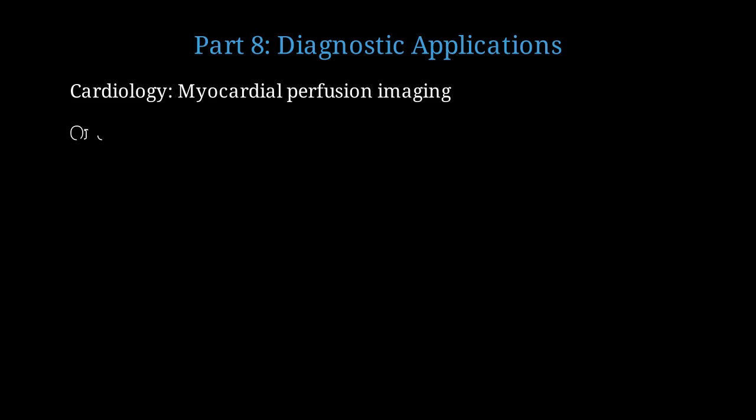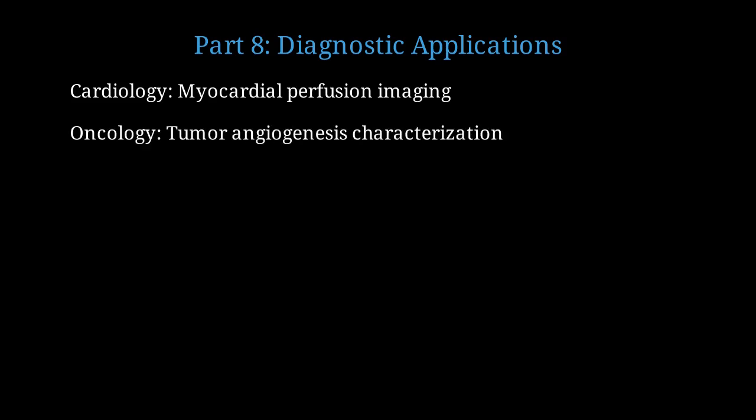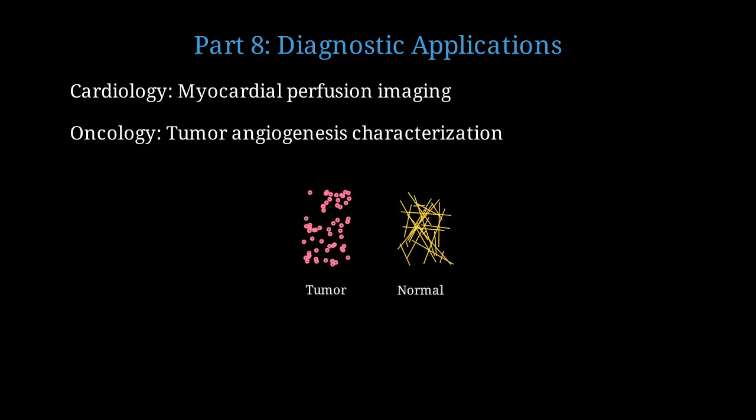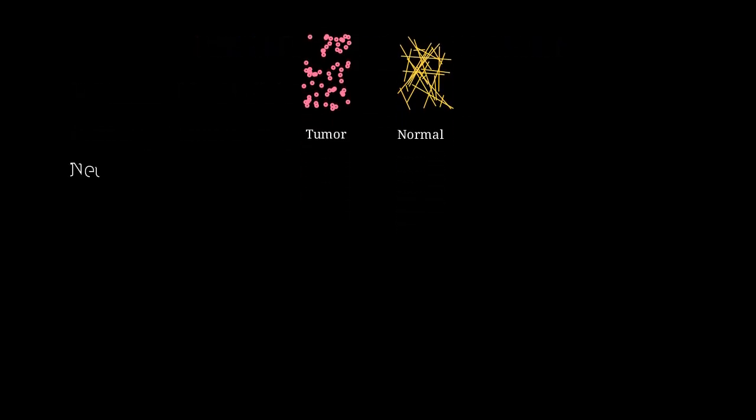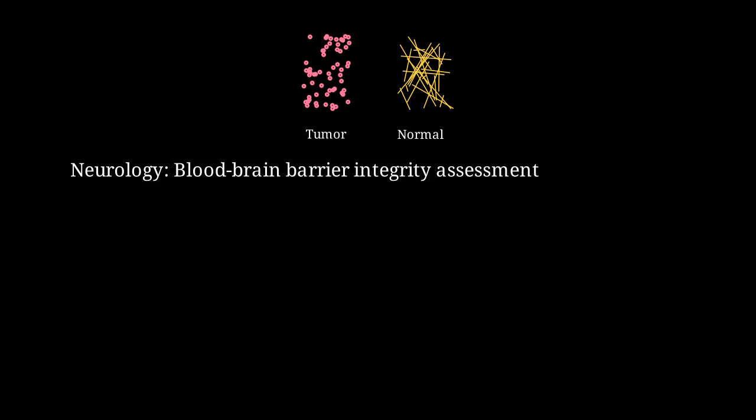Let's explore the transformative diagnostic applications of microbubble-enhanced ultrasound. In cardiology, microbubbles enable assessment of myocardial perfusion to detect ischemia and infarction. In oncology, super-resolution imaging characterizes tumor angiogenesis, revealing chaotic microvascular networks that indicate malignancy. Compare the chaotic, tortuous microvessels in tumors on the left versus the organized, parallel vessels in normal tissue on the right. In neurology, microbubbles assess blood-brain barrier integrity, crucial for stroke, Alzheimer's disease, and brain tumor diagnosis.